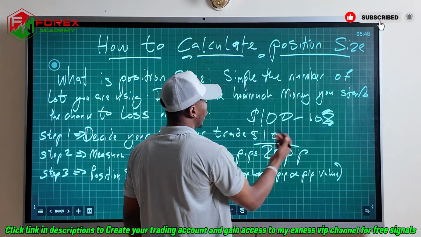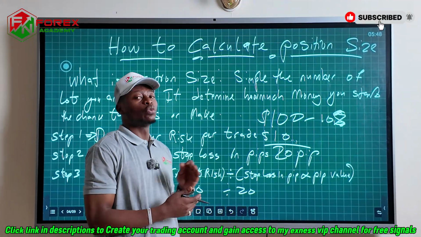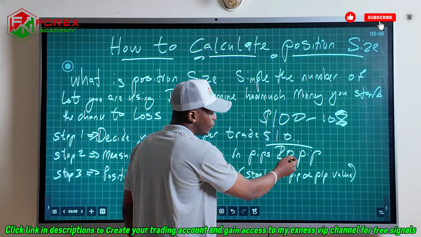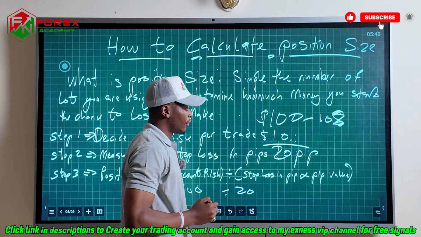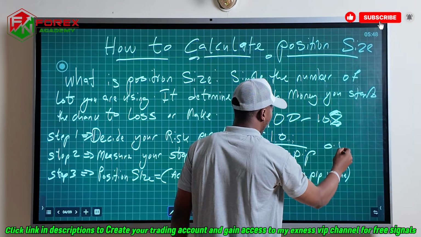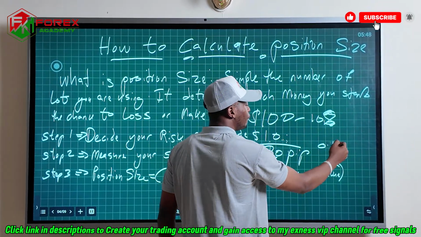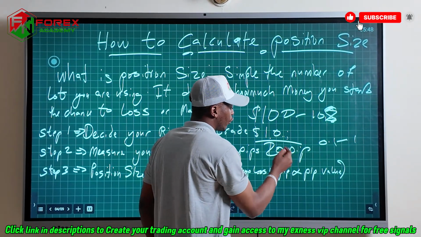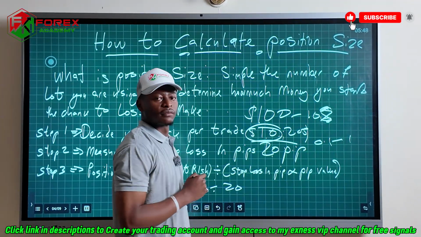Then the pip value, if you're using maybe lot size 0.1 or lot size 1, is going to depend on your account size. But let's say, for example, on a 20 pip stop loss, I want to risk $10. If I use 0.1, 1 pip movement is $1. So a 20 pip stop loss is going to risk $20 instead of the $10 I want to risk.